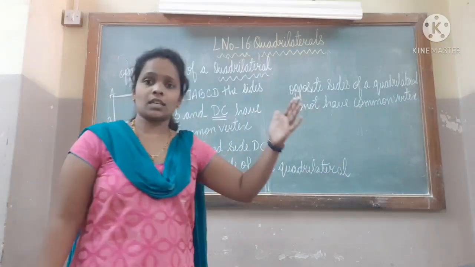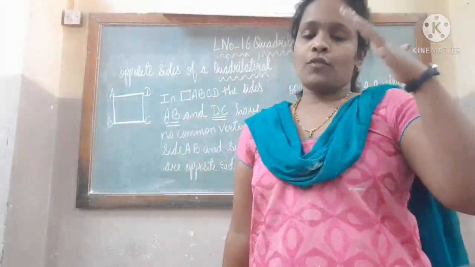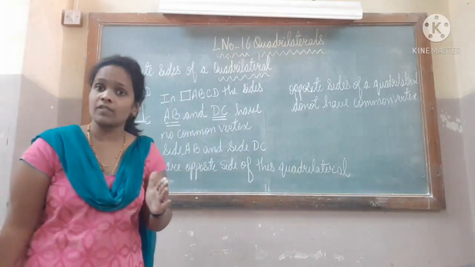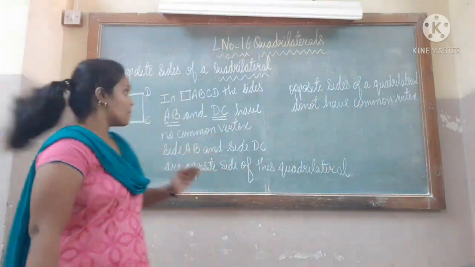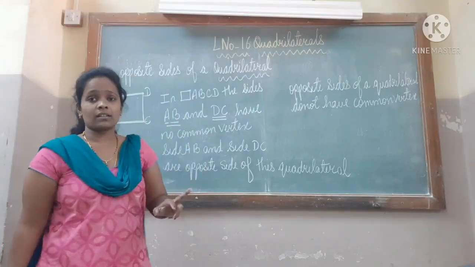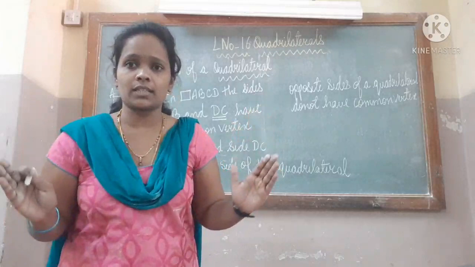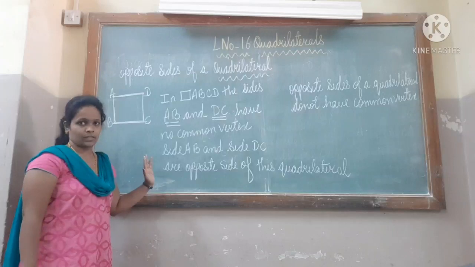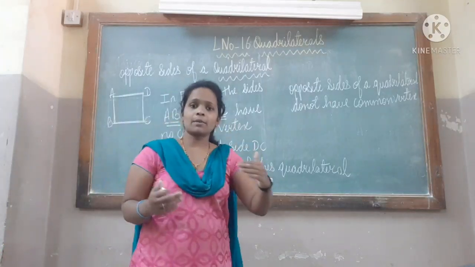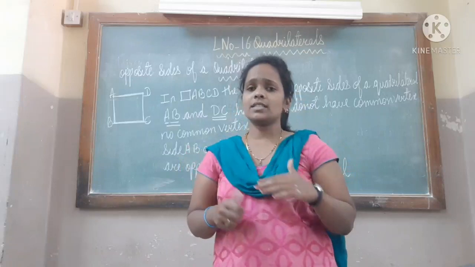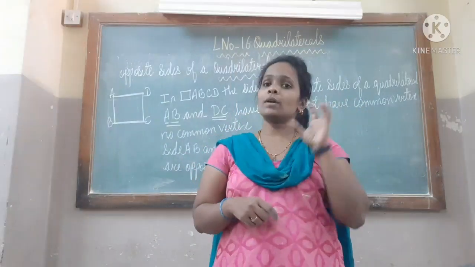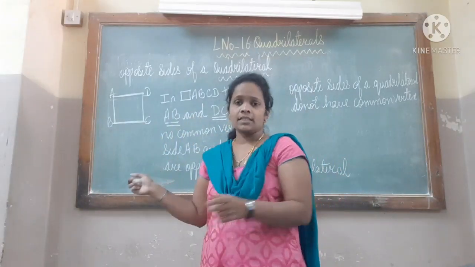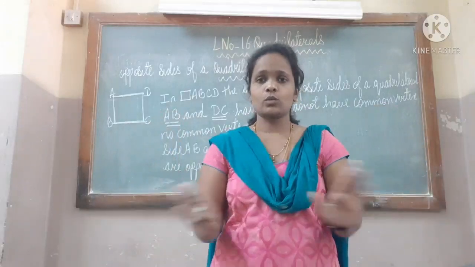Who has a common vertex? Before, we have seen one more type, that is adjacent sides of a quadrilateral. They are having the common vertex, but opposite sides of a quadrilateral do not have a common vertex. Please keep this in mind. They are opposite. Clear? So again I am repeating. In the adjacent sides of a quadrilateral, there is a common vertex, which I have already explained, and in the opposite sides there is no common vertex.